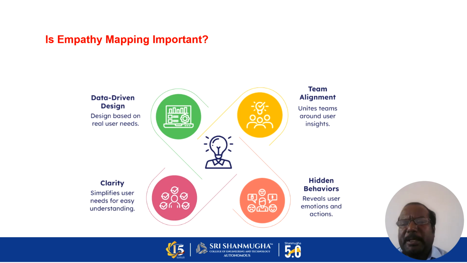You have to come together. You have to work as a team. Clarity. Finally, you can get clarity on what type of product they need. You have to understand and simplify the user needs for understanding. Fourth one is hidden behaviors. You have to understand the user's hidden behaviors. From that you can get their needs.